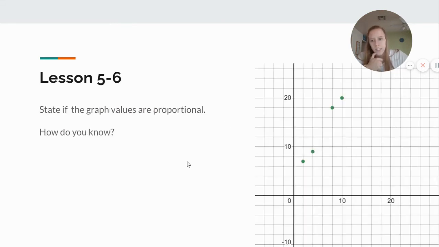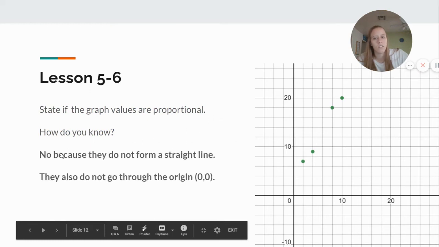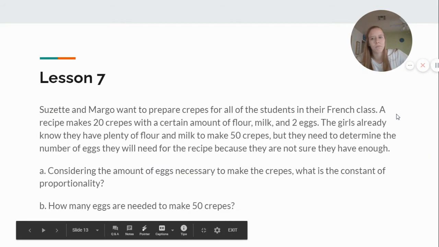So 5 and 6, we looked at the same thing, but with graphs. So state that the graph values are proportional. Go ahead and do that. And then how do you know? No, they are not. They don't go through 0, 0, which we know they have to do in order to be proportional. And the points are not in a straight line.